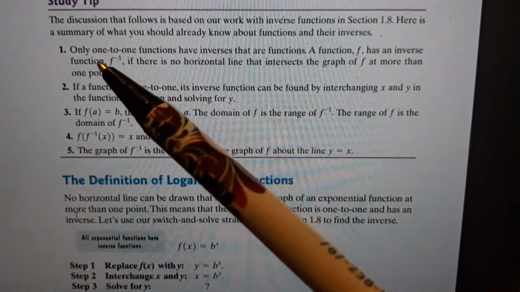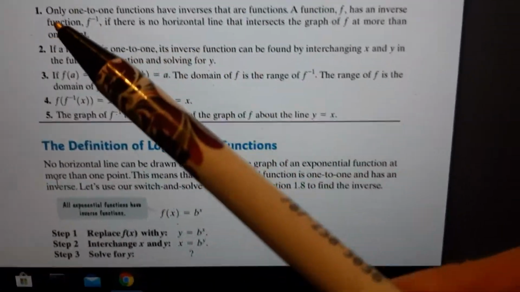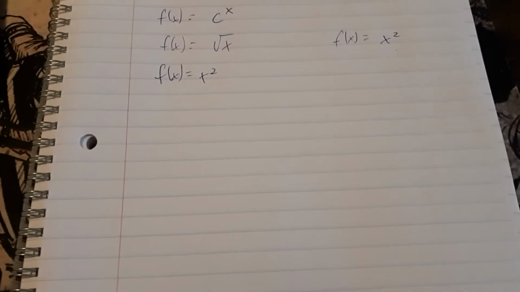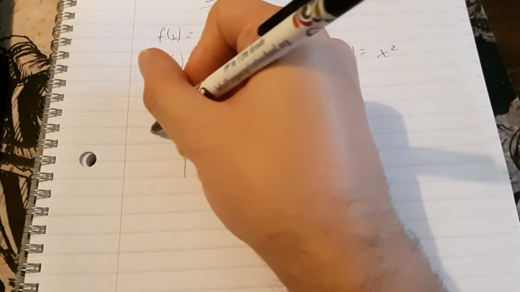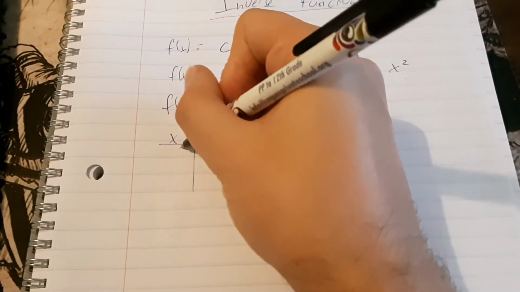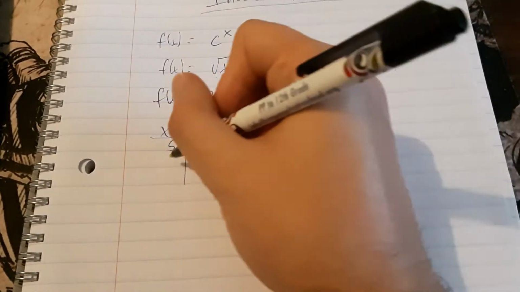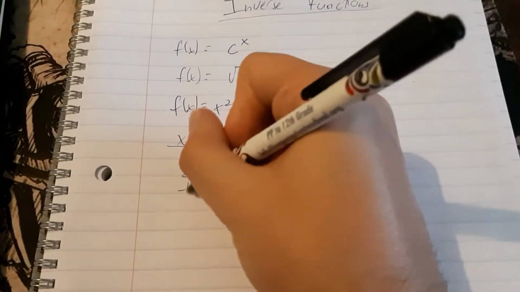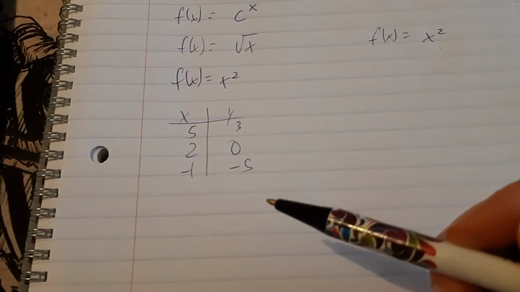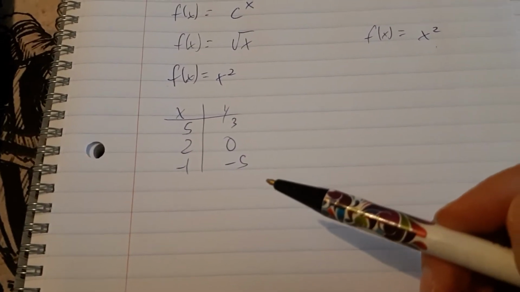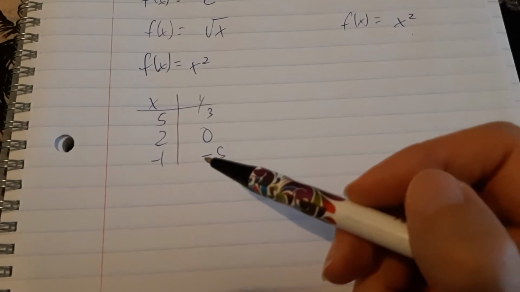Okay? One-to-one. Do you guys remember what that means? It basically means that whenever we have our domain and range, let's say we have x, y, we only have one-to-one correspondence. So if this is 5, this needs to be, let's say, 3, and then 2, 0, -1, -5, or something. The numbers don't repeat. That's what it means to have a one-to-one correspondence.